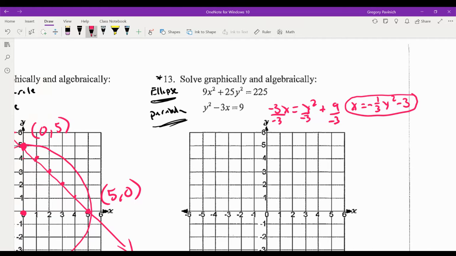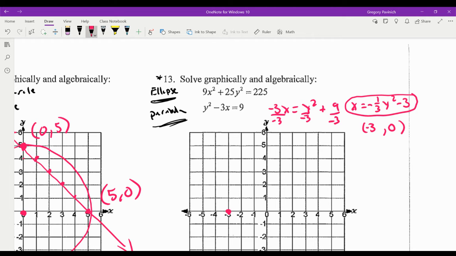And so what is this? This is a vertex of -3 is the x, and there's nothing in with the y squared, so it's 0. I have a -3, 0. And then I have an ellipse.